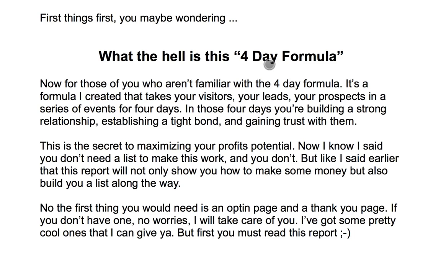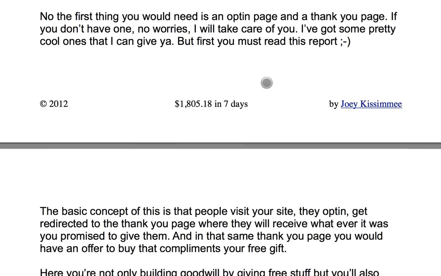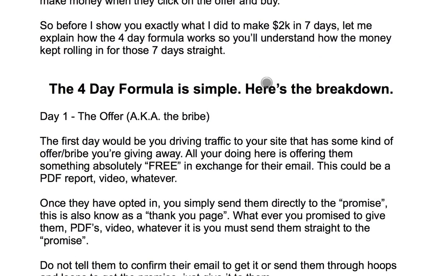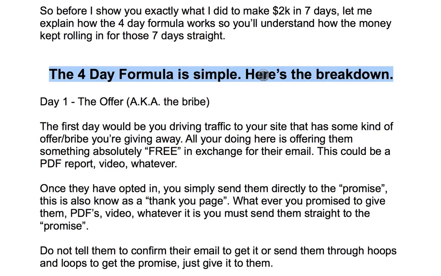So after you get through the brief description of what the course is about and why you created it, then you want to get into the real meat and potatoes. This is basically where you explain what the heck this 4-day formula is. So I start talking about the exact course, what it is, and break it down. Right down here is where you actually start breaking it down.